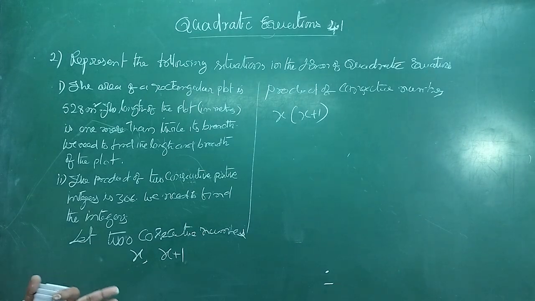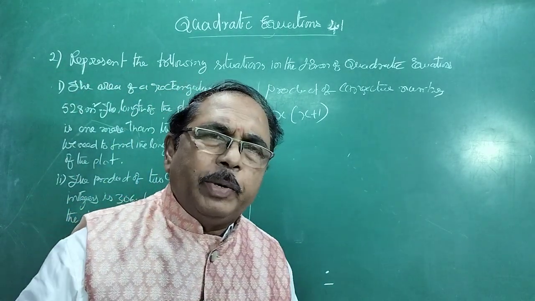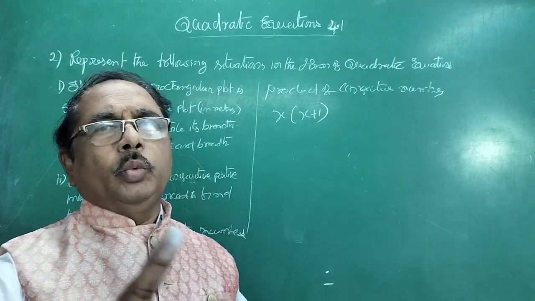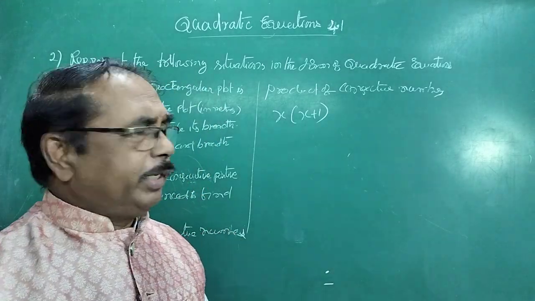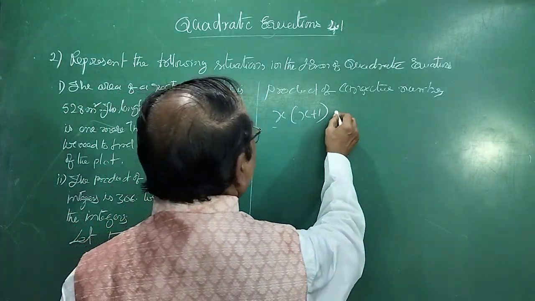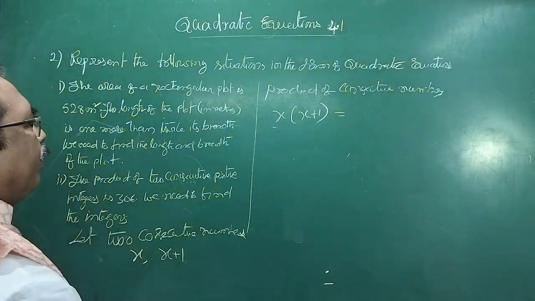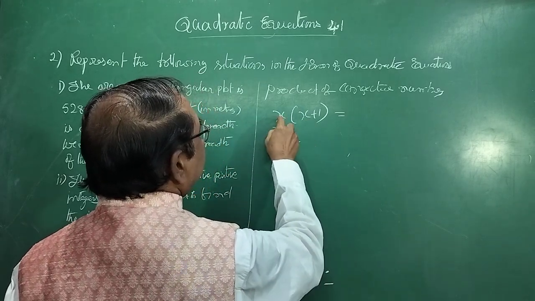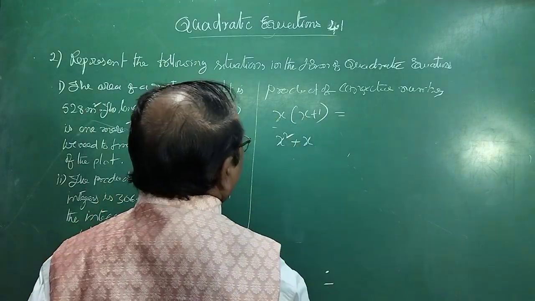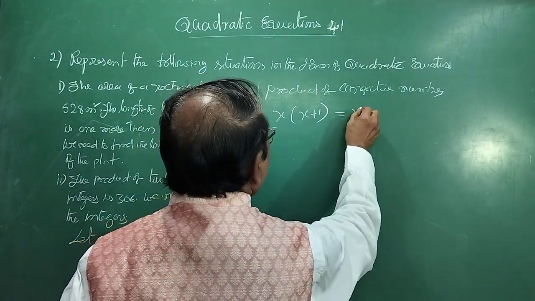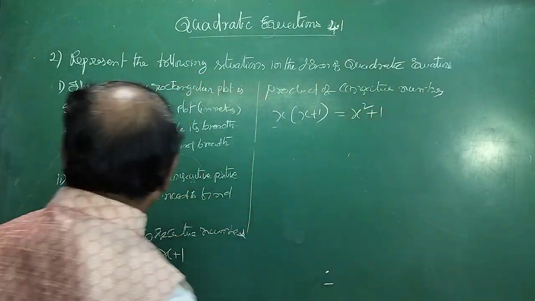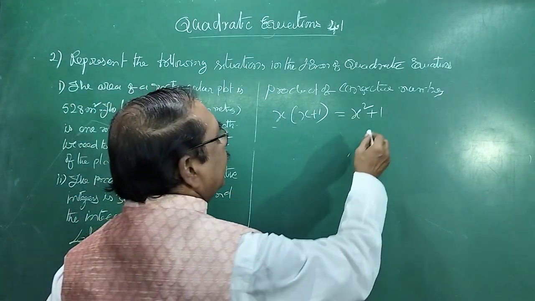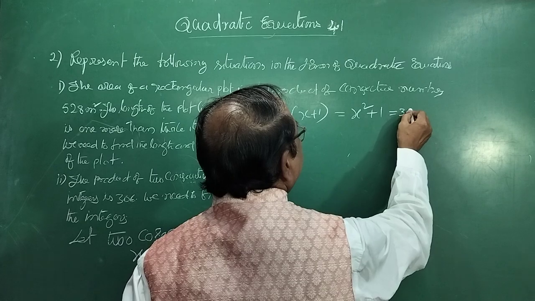Product means when do we get product? When we multiply the two numbers, we get the product. When we add two numbers, we get the total or sum. The product: x into x, x square, plus x into 1, x. That is the product. Let us write x square plus x, and that is equal to 306.